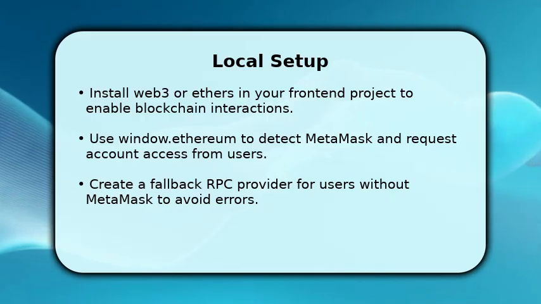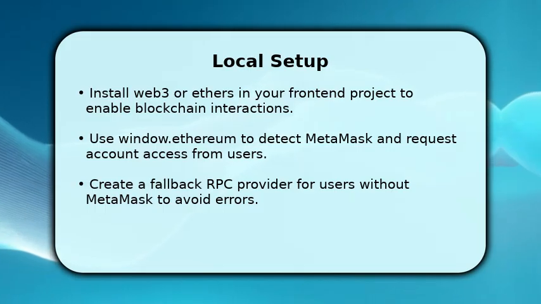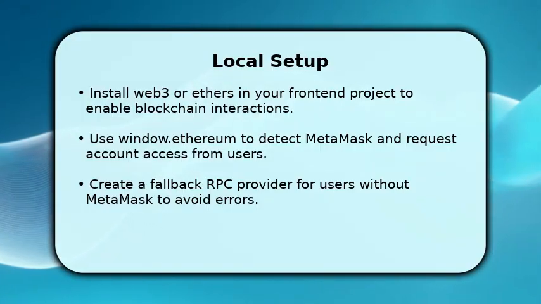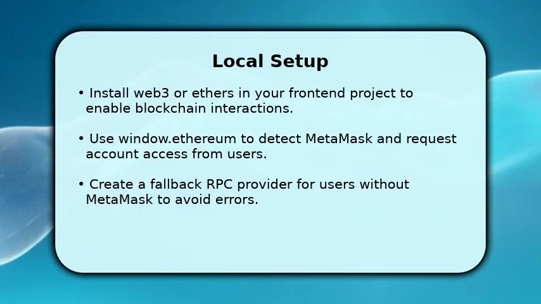Begin locally by installing Ethers or Web3 and wiring the injected provider to your app. Add code to request account access and handle denied permissions gracefully. Implement a fallback provider for read-only access when MetaMask is absent. Test switching networks and accounts locally.